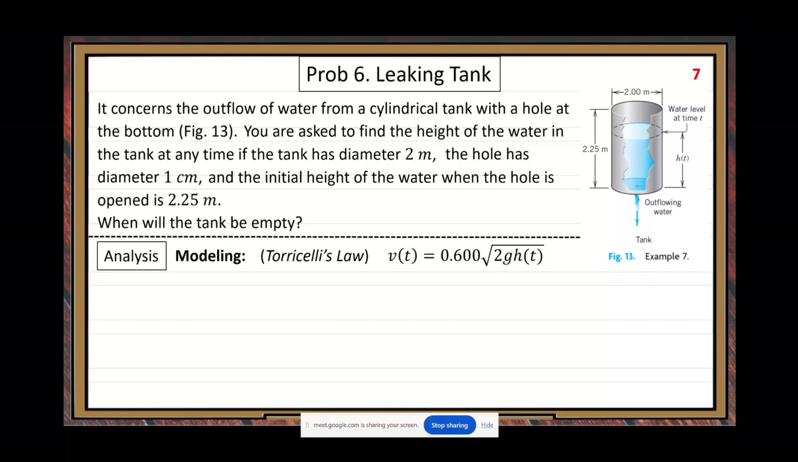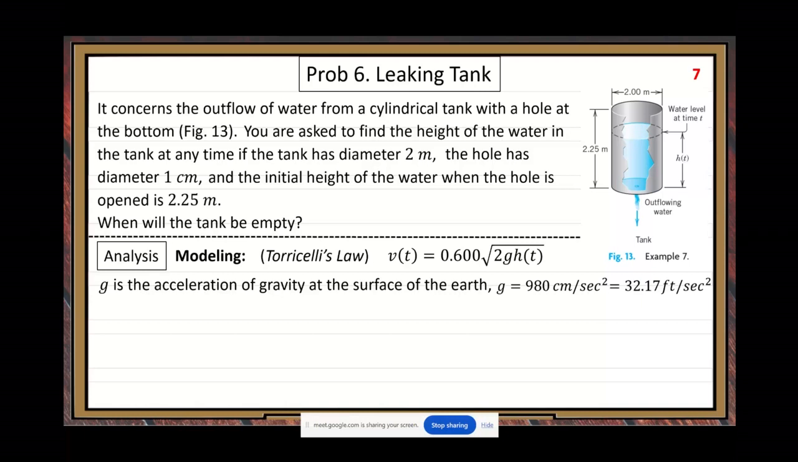v of t. Torricelli's law tells us the velocity equals 0.600 square root of 2g h of t. h is height, the height function. The height of the water is a function of t. And g, you know the g, right? That gravity constant, given here. g is the acceleration of gravity at the surface of the Earth. g equals 980 centimeters per second squared, or 32.17 feet per second squared. Centimeters you can convert to meters, right?